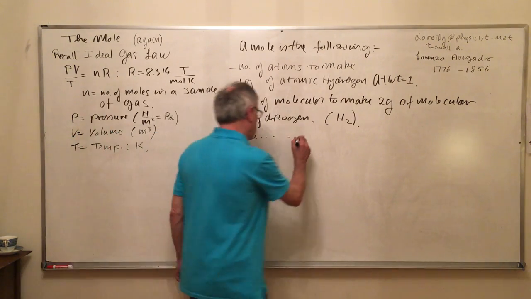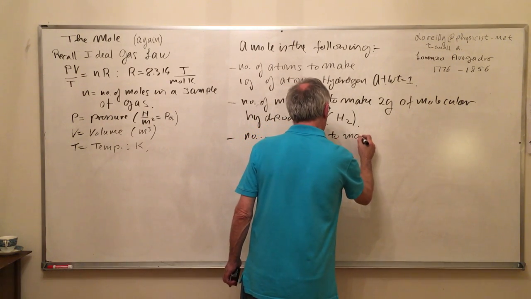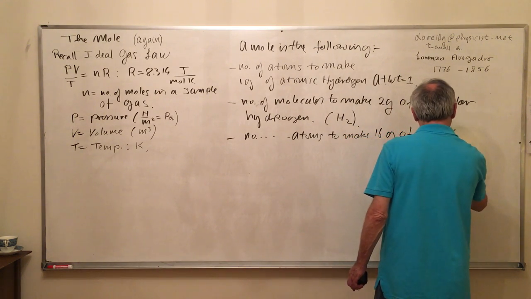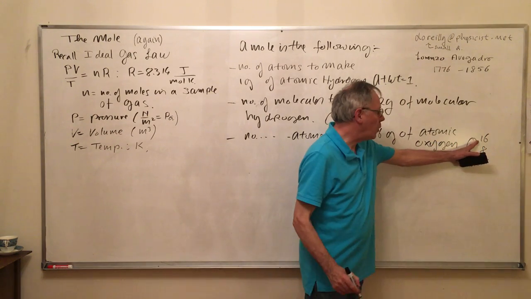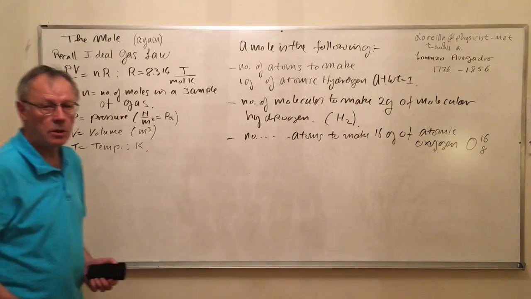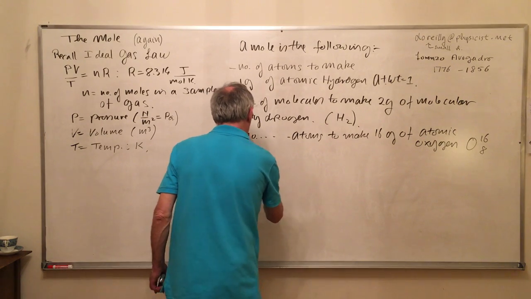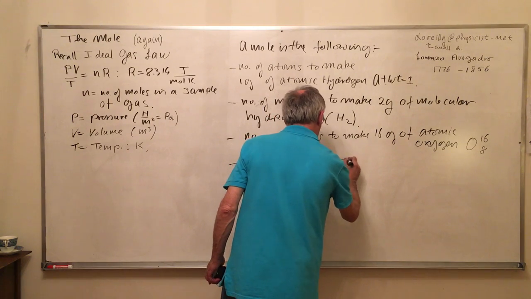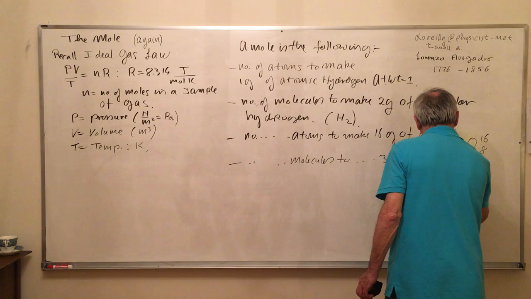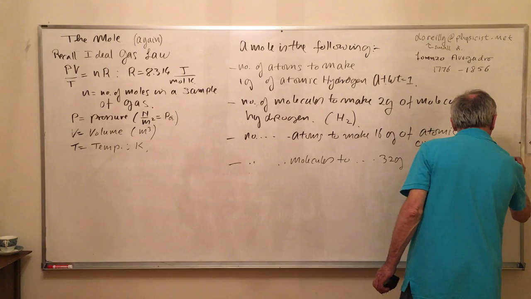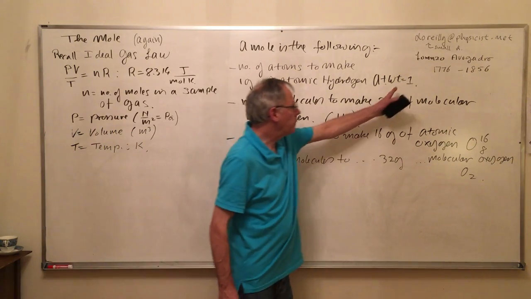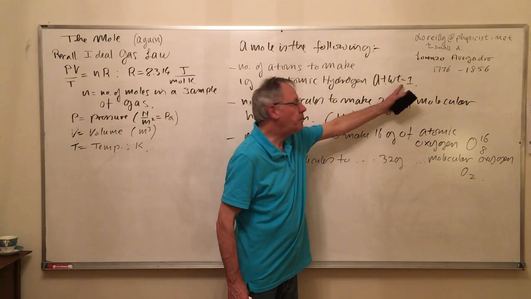The number of atoms. Now we write the atomic weight up here and the atomic number down here. Really, this is the mass number. It's the rounded off atomic weight. I round off the decimals, okay? 16 grams. The number of molecules to make 32 grams of molecular oxygen. Yeah? We started off with 1, 2, 16, 32. This is the basic unit. Alright?